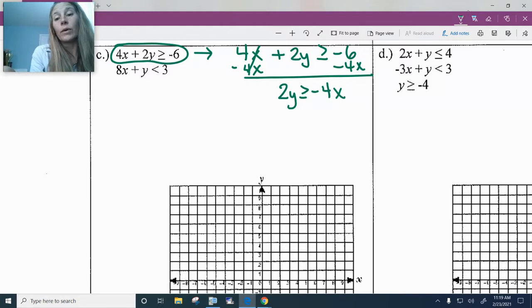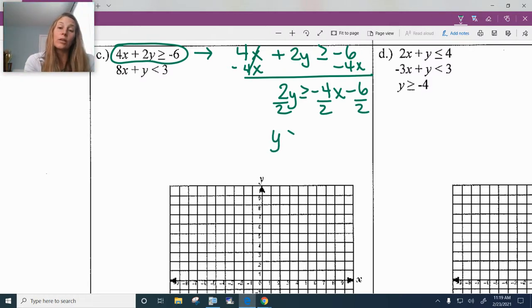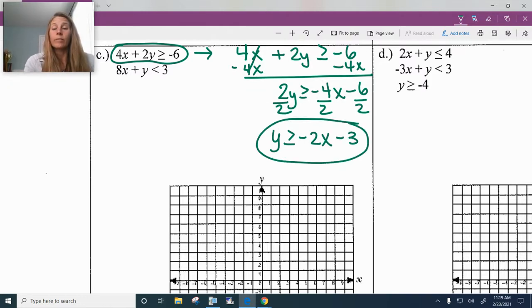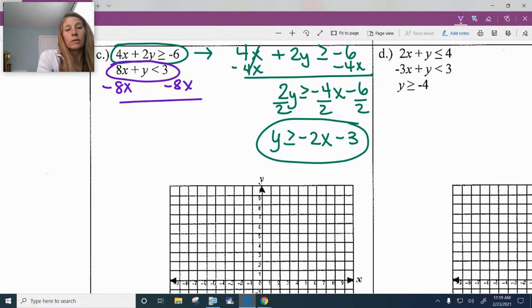I have -4x minus 6. Dividing everything by 2. Now, because I'm dividing by a positive 2, I don't have to change the direction on my inequality sign. And I get -2x minus 3. Now, to do the other equation here, I'm going to subtract the 8x. And we already have a single y, so now it's just -8x plus 3.